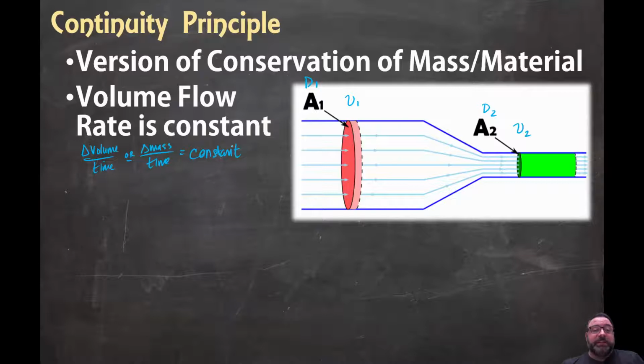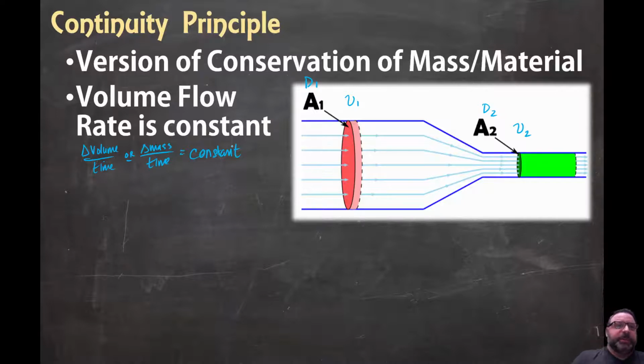Because if they weren't, then mass and volume would not be conserved. You have more liquid coming in than you had coming out, and it would either have disappeared somewhere, or your pipe would actually, in real life, explode, because this has to hold true. And if it gets backed up where that can happen, it means it goes out somewhere else and it breaks through your pipe. So we can say the change in volume per time is constant.